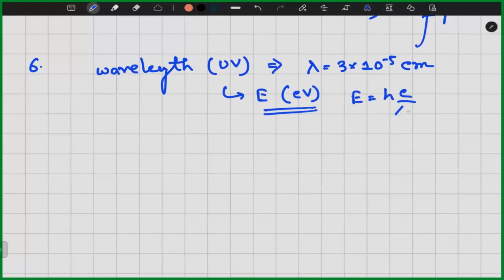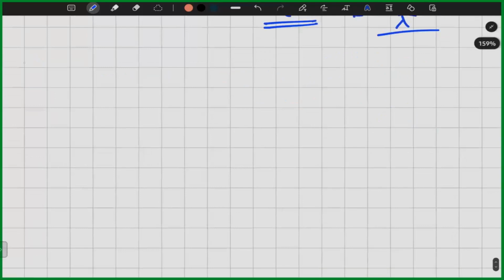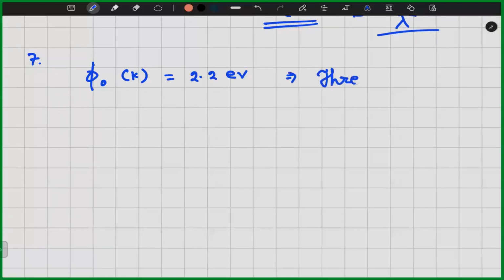Using this formula, you can evaluate this. So I am not doing this question again and again. So next question is, okay, question number 7. The work function phi 0 for potassium is given, which is 2.2 electron volt. Next, they have asked the threshold frequency. You have to evaluate the threshold frequency.